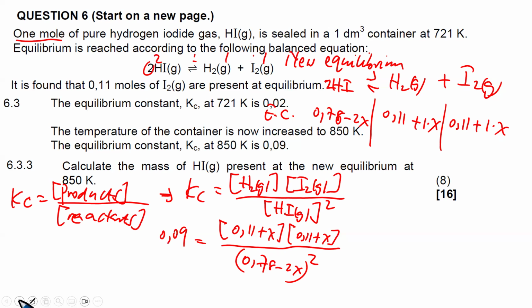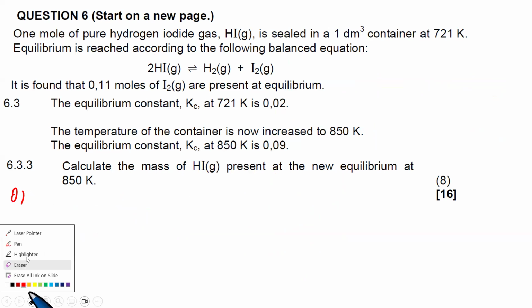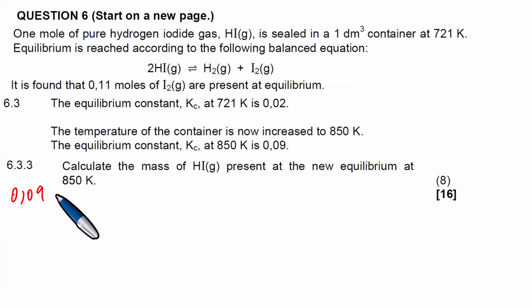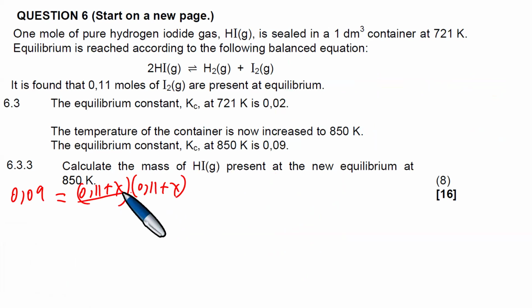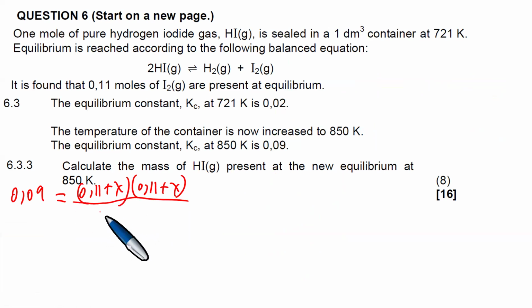Okay, I know that this is a messy task. So if we say 0.09 is equal to 0.11 plus x times x, and then we divide everything by the denominator. We had 0.78 that was reduced because when the products gain a lot, the reactants lose. That's why we have the minus 2x. Okay, now let's do this.